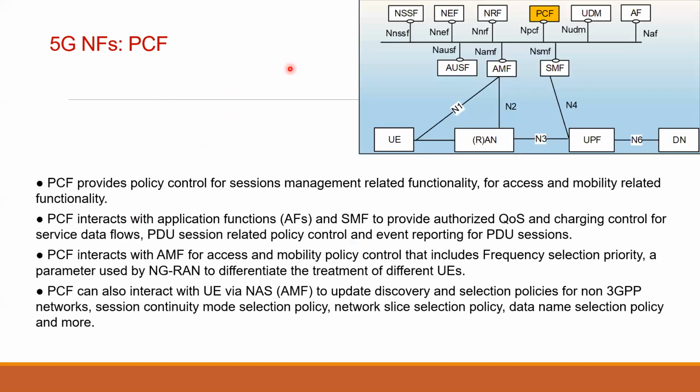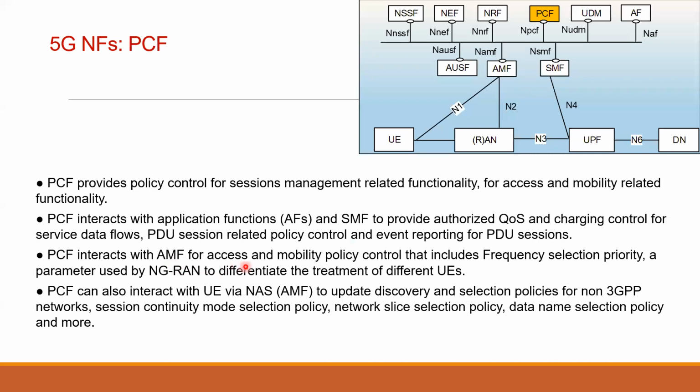PCF, the Policy Control Function, is similar to PCRF. So it is related to providing different quality of service, different charging control, different policies and restrictions. Now PCF interacts with SMF as well. PCF interacts with AMF as well, for access and mobility control. For example, if some access is controlled in some specific areas, that policy is created in the PCF or implemented by the AMF.